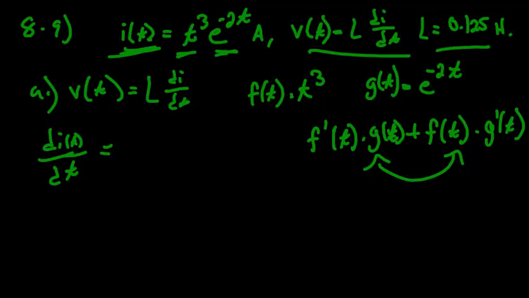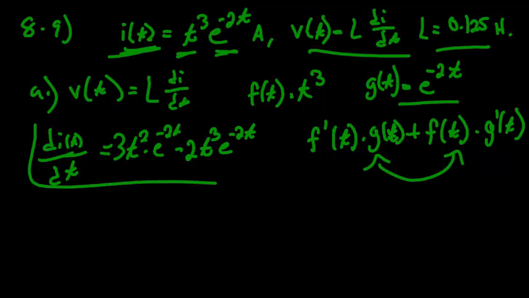So let's do this. f prime of t is what? 3t squared times g of t, which is just e to the minus 2t, plus f of t, which is just t cubed, times g prime, which is what? Yep. So this is going to be negative 2t cubed e to the negative 2t. And this is the derivative.